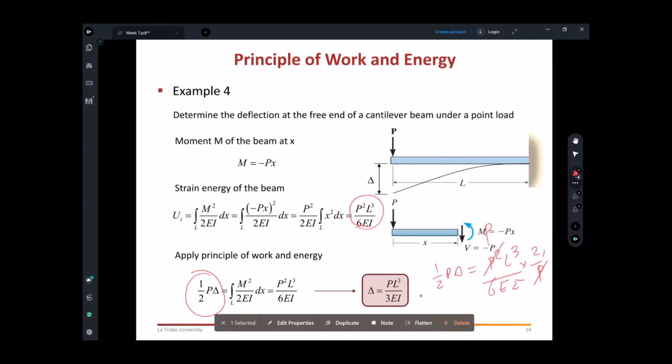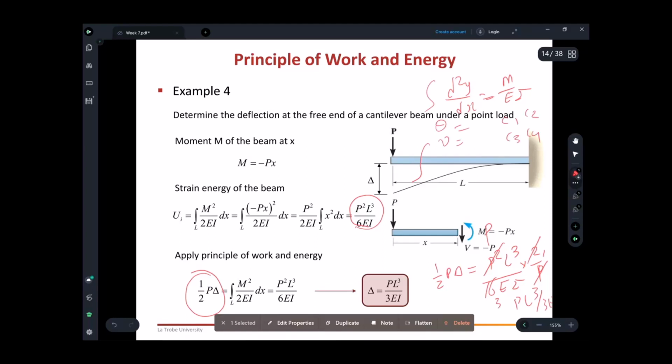So 2 and 3 cancel. So PL cubed on 3EI, as you can see here. It's very simple. If you do the double integration method or elastic curve method, d squared y on dx squared is equal to M over EI. Then you do the integration, then you get theta, you get y, and then you get C1 and C2, C3 and C4, and then you do the boundary conditions to calculate those constants, and then you substitute back.